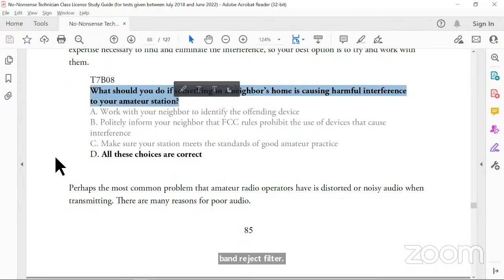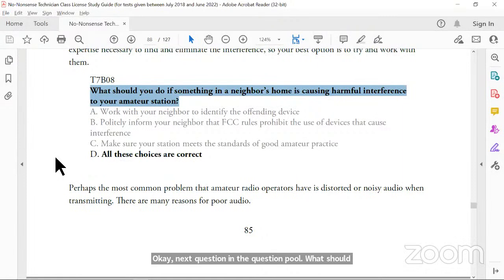Okay, next question in the question pool. What should you do if something in a neighbor's home is causing harmful interference to your amateur station? Well, all of these points are correct. You work with your neighbor to identify the offending device. You politely inform your neighbor that the FCC rules prohibit the use of devices that cause interference. And you also make sure that your station meets the standards of good amateur practice. All of those are correct.